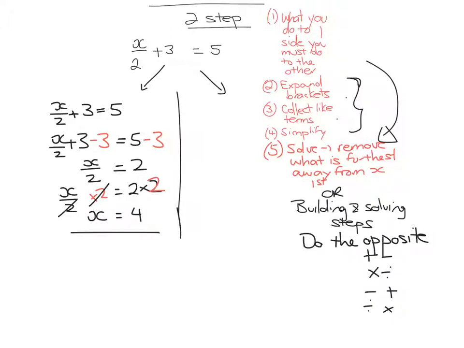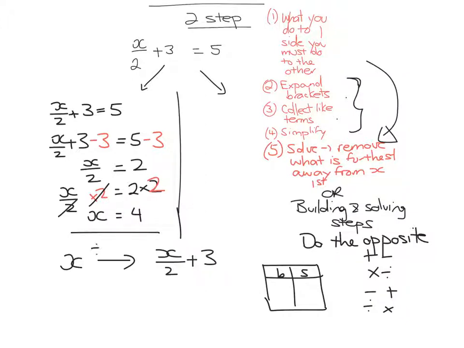Alternatively, you can think of it another way, and that's the building and solving steps way. You'll get exactly the same working out. But before you do your working out, you can go, what did I do to x to make it x divided by 2 plus 3? How did I build x divided by 2 plus 3? So how did I go from x to x divided by 2 plus 3? The way you did that was that you divided by 2 and then you added 3. So that's our building steps. We first would have divided by 2 and added 3.